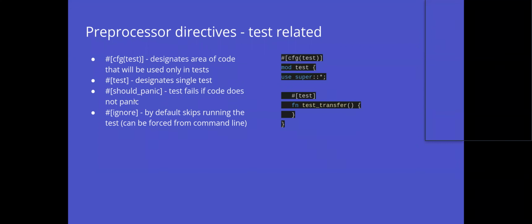And the last preprocessor directive is ignore. It's for a situation when we create a test that takes a lot of time to compute, and we do not want to run it every time. We want to test the whole library, because the idea of having tests is that we can run them and have the results quickly to see if we are heading in the right direction.